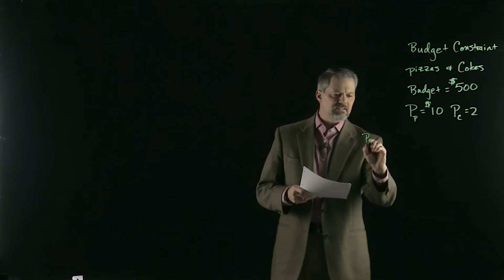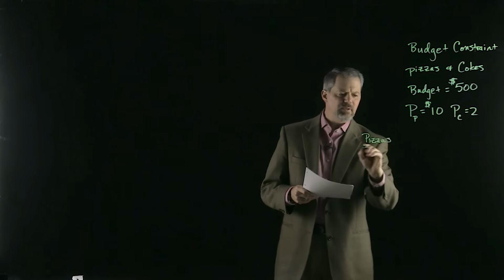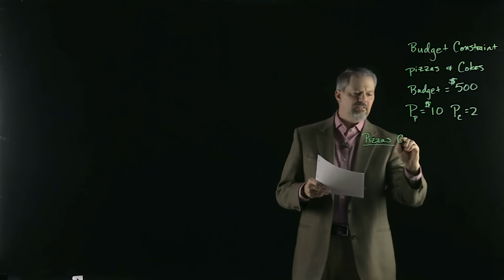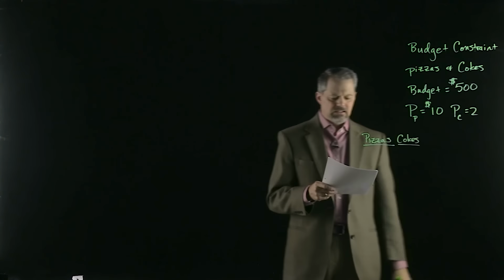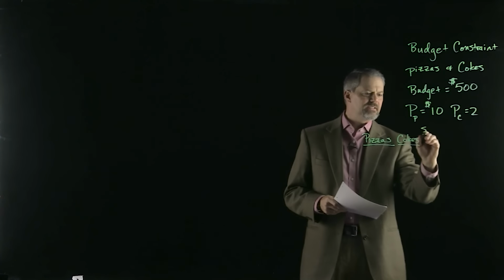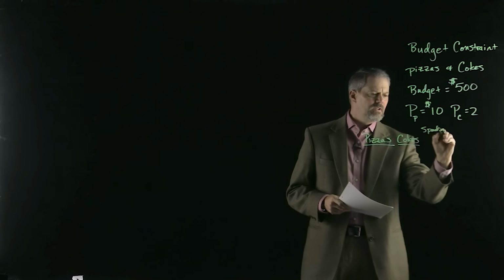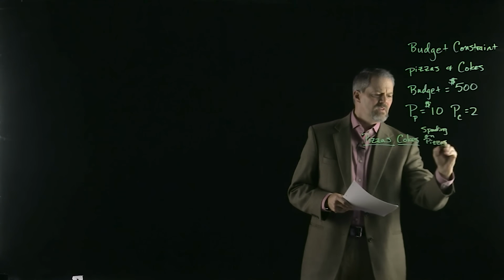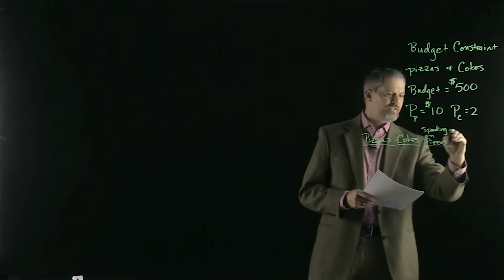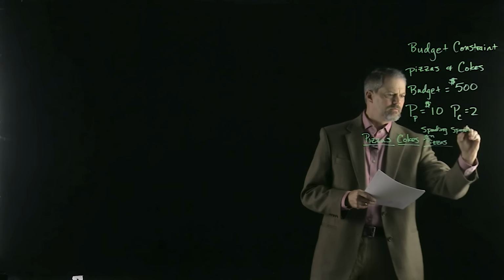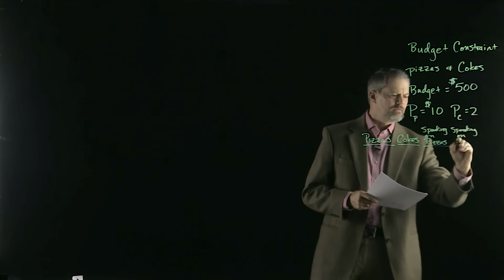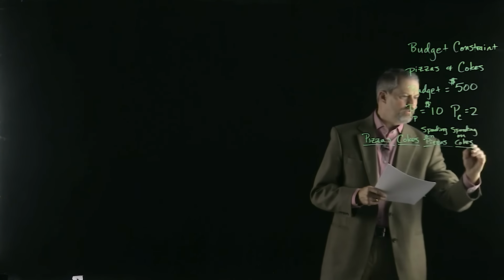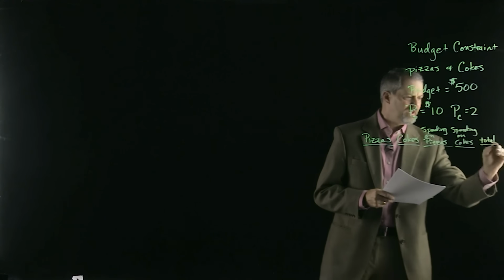I'm going to say here pizzas. This will be the quantity of pizzas that you could consume, and then the quantity of Cokes that you could consume. Let's say the spending on pizzas, spending on Cokes, and then let's put our total over here. That's the total amount of money that we've spent.